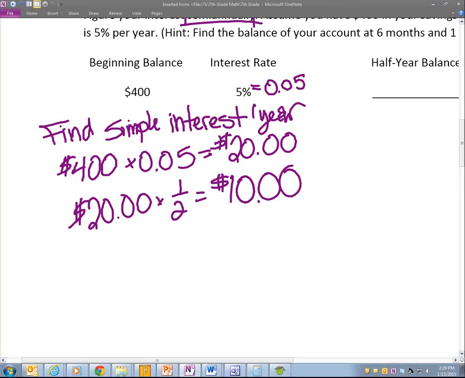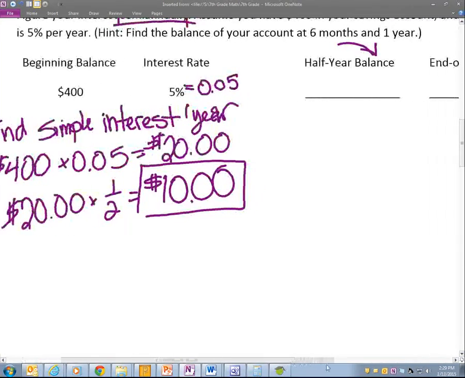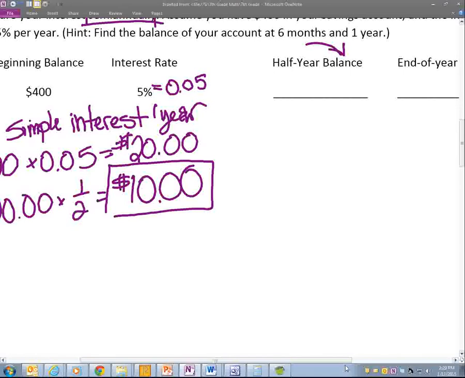So we have how much interest we've earned in 6 months. But this is asking for the balance. So what's the balance going to be? 400 plus $10, which equals $410.